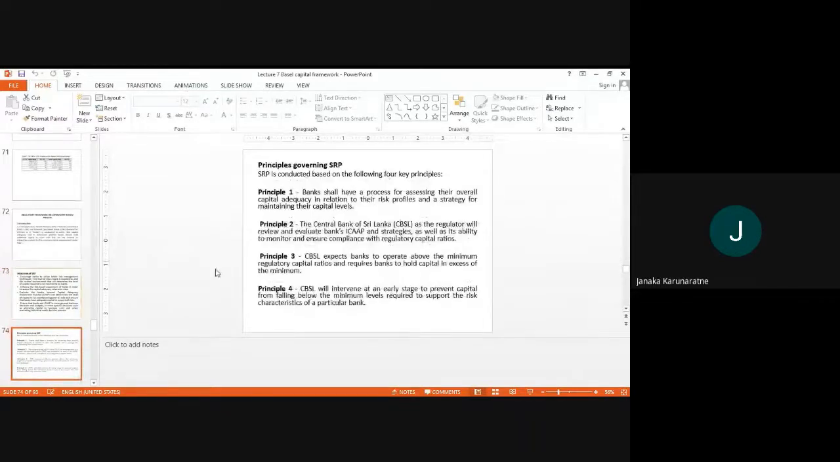So again, if you look at the direction, it specifies almost the same principles that the Basel International Standards set, about 4 principles we discussed. So I'm not going to discuss in detail. This is almost the same as what we discussed last week. But here it's clearly said the Central Bank of Sri Lanka will intervene.